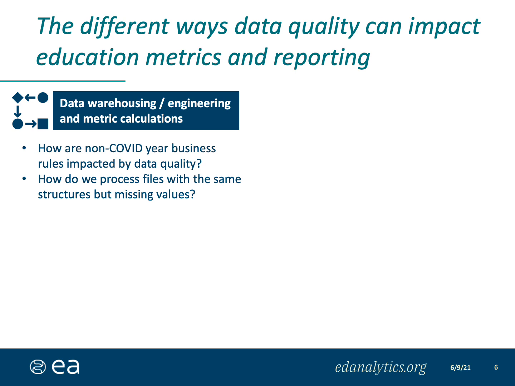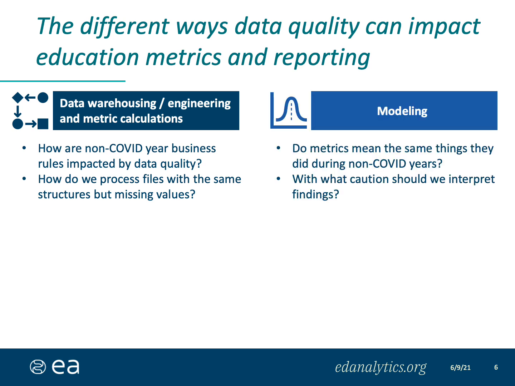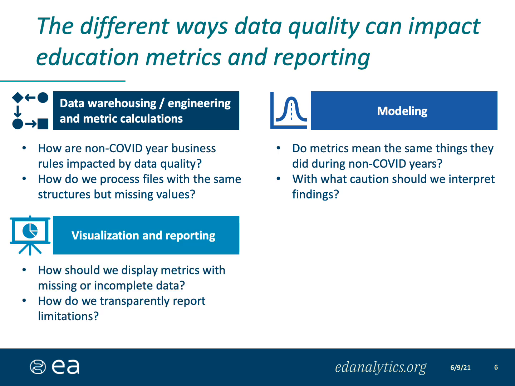And as EA began working with our partners to try to answer that question, what can we responsibly measure and report? We realized that missing and incomplete data impacts several different components of our work. First, from a data engineering perspective, we need to understand how our standard business rules and file processing practices are impacted by data quality. Second, from a metric modeling perspective, we need to investigate whether the metrics mean the same thing they did previously, and if we need to interpret results with caution. Third, we need to consider what and how we responsibly report metrics using impacted data, and how we message the limitations of these metrics to teachers, parents, and other education stakeholders.